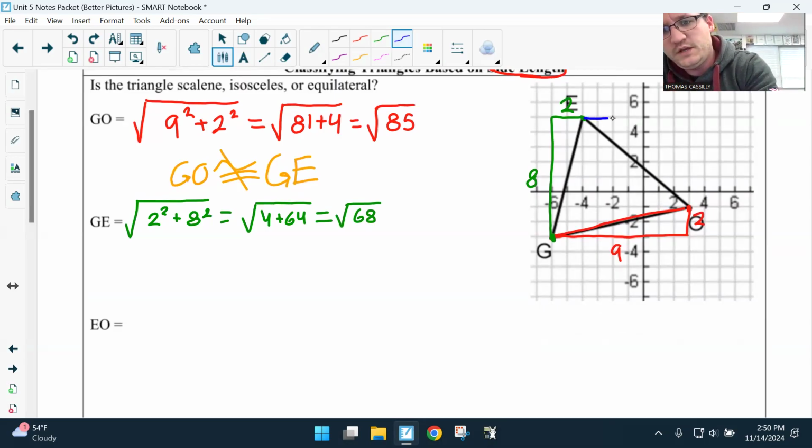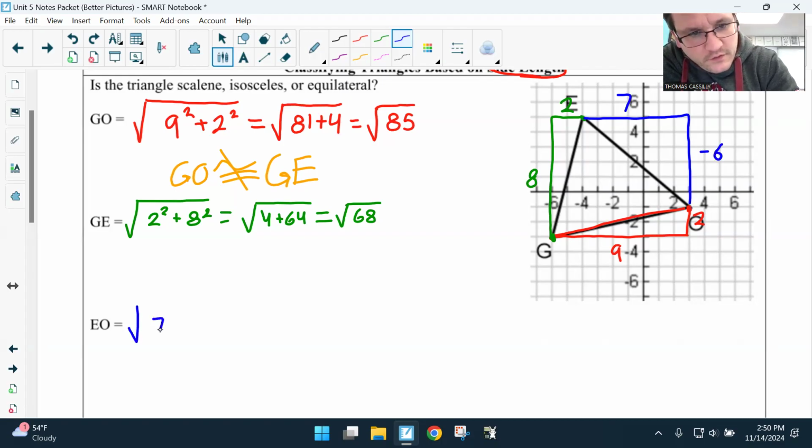Going from E down to O, let's count the spaces. I'm going to the right 7 and down 6 spaces. That's why I have a -6 there. So here we go: the square root of 7 squared plus, I'm going to put the negative in parentheses. You should always put the negative in your parentheses. So we get (-6) squared.